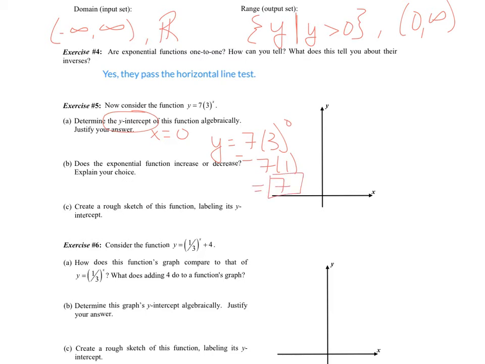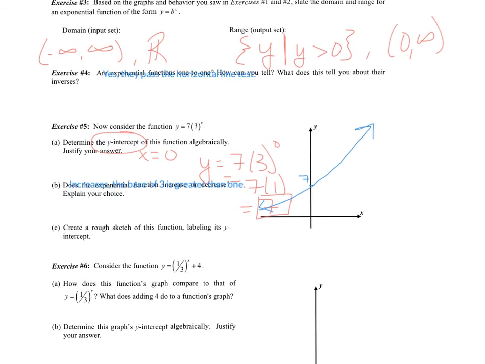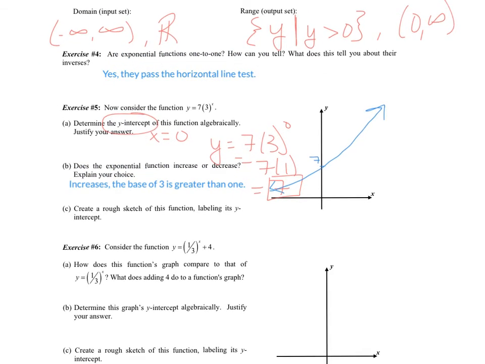Does the exponential function increase or decrease? Well, because that base is greater than 1, it's a 3, we know that it's going to be increasing. It's going to look very similar to that first function that we graphed. Let's take a look at that. Okay, so we've gone ahead and graphed that function. We know the y-intercept is at 7, and because the base of 3 is greater than 1, we know it's going to be increasing, just like our first. And part C is sketching our function with our y-intercept.